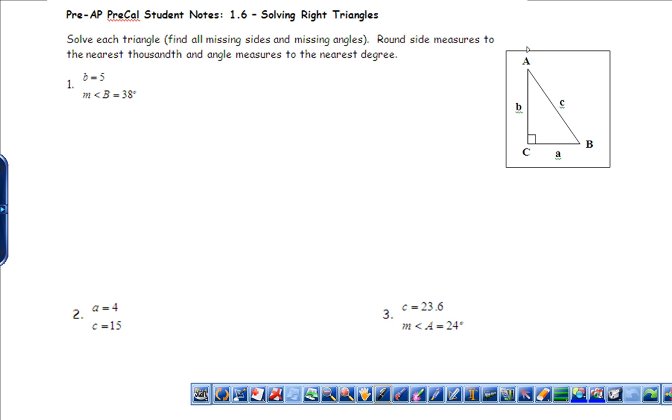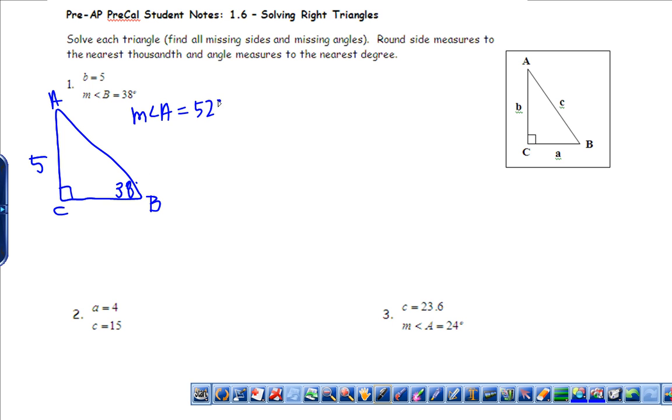Remember, when you're setting up your right triangle, the big letters go on the angles, and then the small goes across from the angle. When setting up this triangle, I'm just going to redraw it real quick. This is B, C, and A. Filling in my missing information, this is going to be 5, and angle B is going to be 38 degrees. Finding angle A is going to be my easiest one, so the measure of angle A is going to be 90 minus 38, so this is going to be 52 degrees.